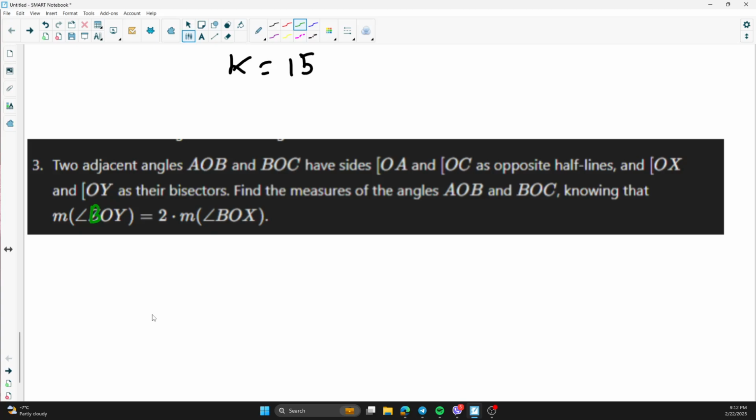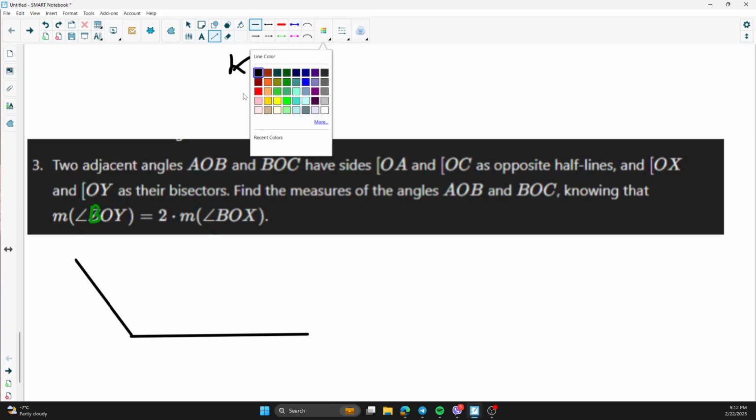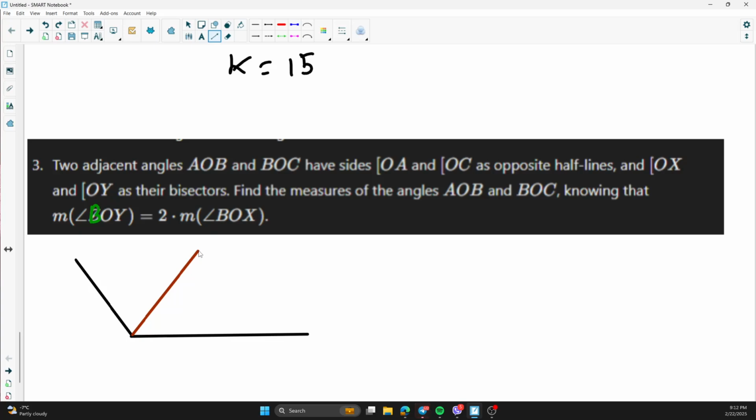Okay. So, what does adjacent mean? Adjacent angles, remember? They share one side, one common side. Let's make it another color. I'll make it red.